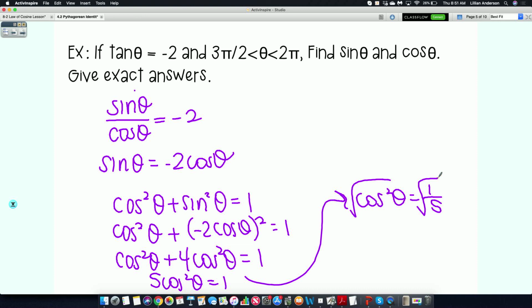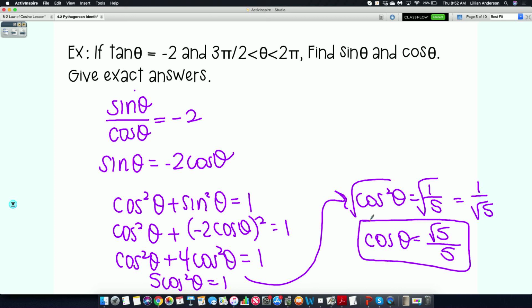For what quadrant am I in? And cosine is what in the fourth quadrant? Positive. So I know that my answer is going to be a positive square root 5 over 5. Because this technically becomes 1 over the square root of 5, then I'll have to rationalize, and then that's how I get square root 5 over 5. So cosine is square root 5 over 5.